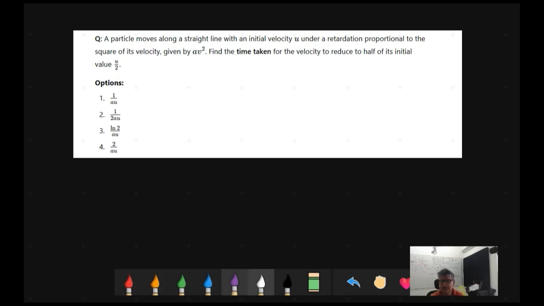So we will do this question from the topic of motion in a straight line. Very important question for NEET for your practice. So let's read the question first.